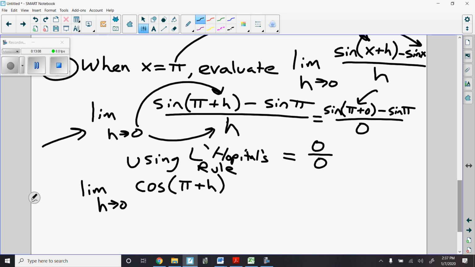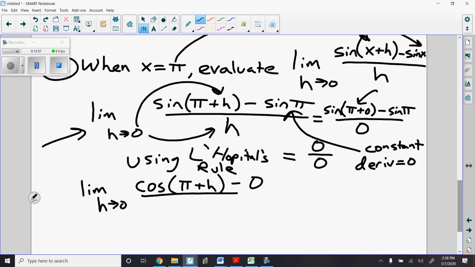The second part up here, that minus sine pi is simply a number. So it's a constant, so its derivative is 0. I can say minus 0, or I can just leave it blank. Okay. Remember, sine pi is simply a number. It's a constant. So its derivative equals 0. And then the derivative of h on the bottom would be 1.